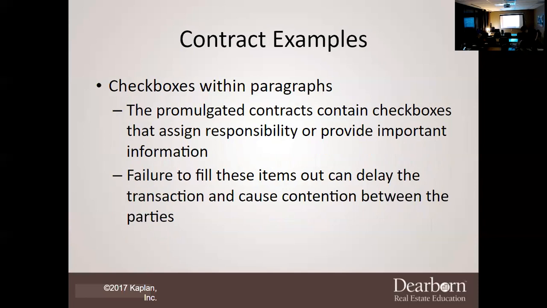Turn it this way. Yeah, what is that one? Paragraph 22. If you're looking at it, paragraph 22.